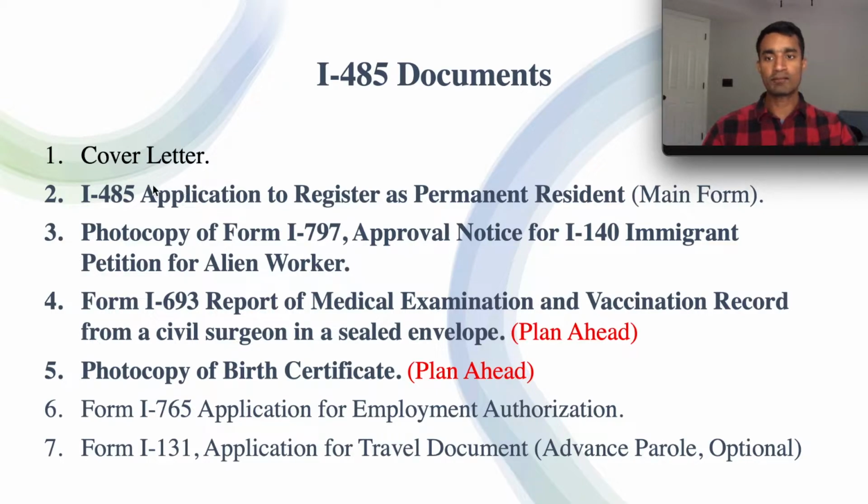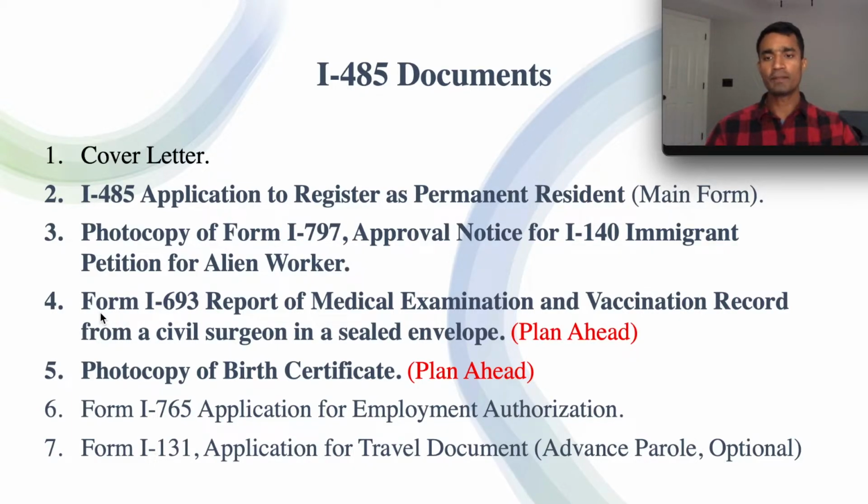So once you have the cover letter, the main form is the I-485 application to register as permanent resident form. This application you can download from the USCIS website. I have provided the link in the description below. Along with this application, you need a photocopy of Form I-797, which was the approval notice for your I-140 application. So make sure you submit that. Without this, your application will be rejected or delayed.